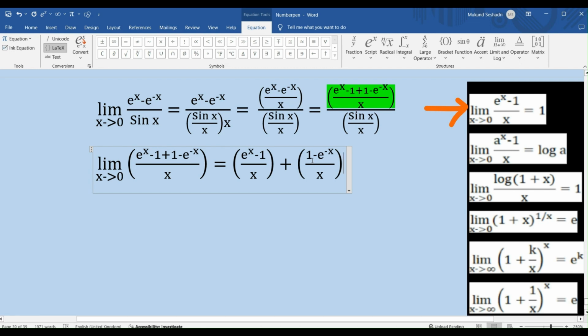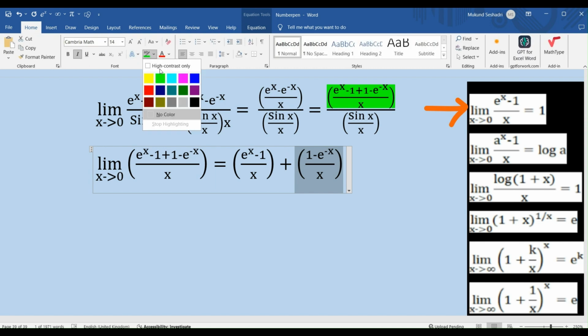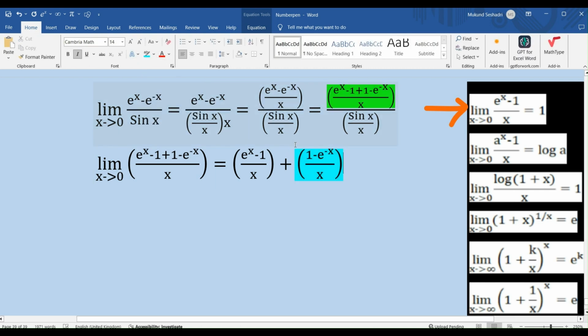And now we know that the answer for e to the power x minus 1 divided by x, limit x tending to 0, is 1, right? But we still have one more component which might need a little bit of modification. And how do we actually do that? So let's do a simple substitution here. If I substitute my minus x as y, right? I'm talking about this part. Let's call it a different color. I'm calling this part as, say, by a turquoise color.